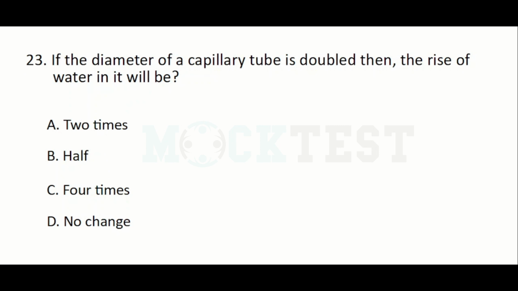If the diameter of a capillary tube is double, then the rise of water in it will be: option A 2 times, option B half, option C 4 times, option D no change. If the diameter of a capillary tube is double, then the rise of water in it will be half. Option B, half.